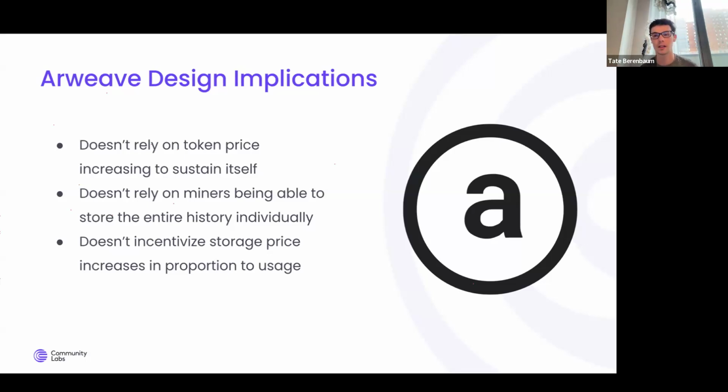So what that means in practice is that people can make opinionated decisions participating in the network about what types of data they do and don't want to store and contribute to the network with. They're able to be rewarded for storing as much of the data as possible that they're willing to store, but they aren't required to. And the other note is that it doesn't incentivize storage price increases in proportion to usage.